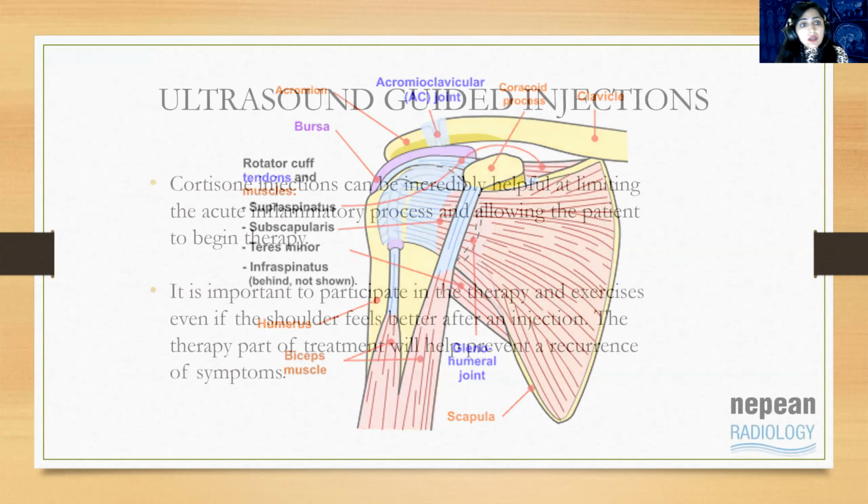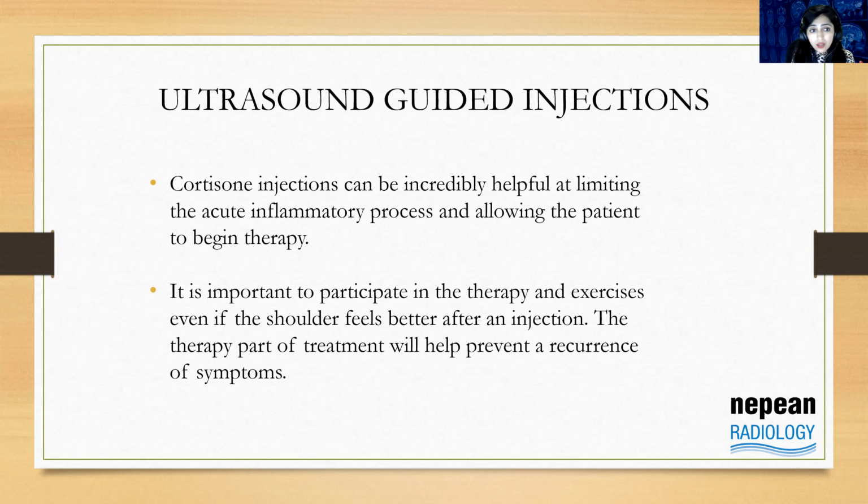So cortisone injection can be incredibly helpful at limiting the acute inflammatory process and allowing the patient to begin therapy. So again, I want to highlight that injections are there to reduce the acute inflammatory process, but in the long run, the patient has to do exercises and stretches, and they have to tone up their muscles in future. It is important to participate in therapy and exercises even if the shoulder feels better after the injection.